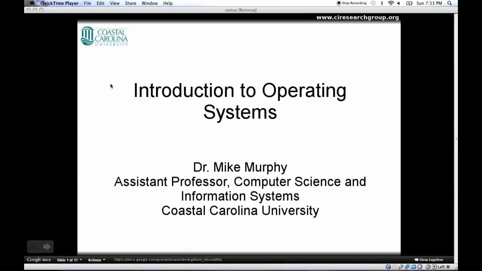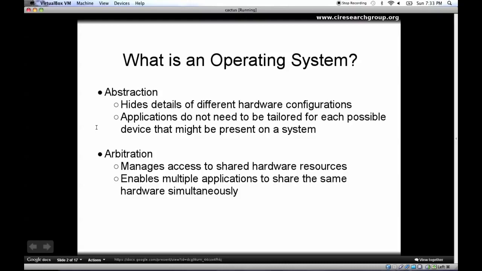In this lecture, I'm going to introduce the fundamentals of operating systems, what they are, what they do, and why they're important. Now, what's an operating system? Well, it's a layer of software that provides two important services to a computer system. It provides abstraction and arbitration.